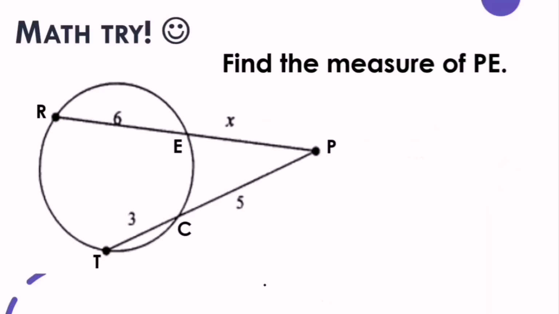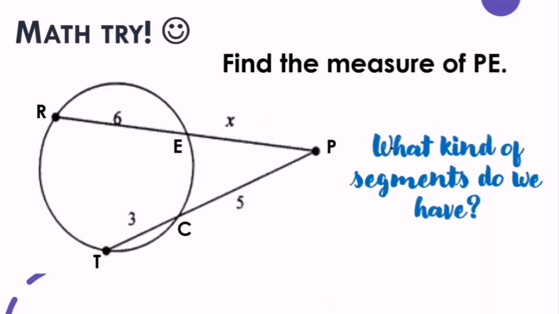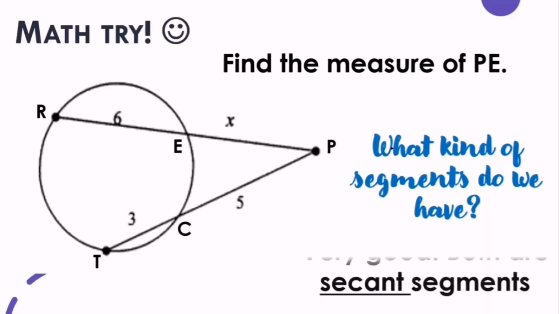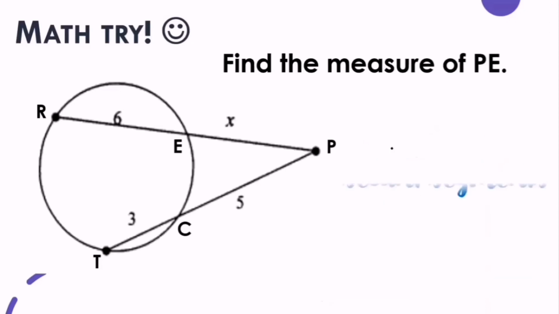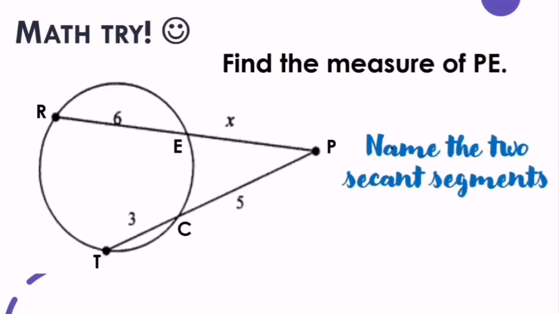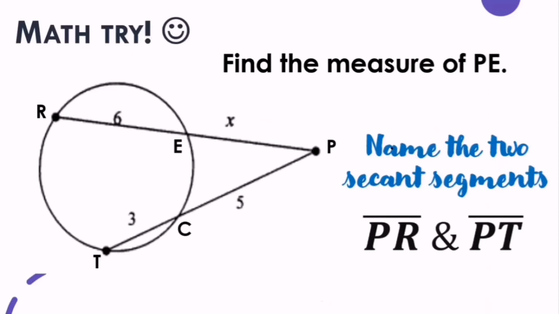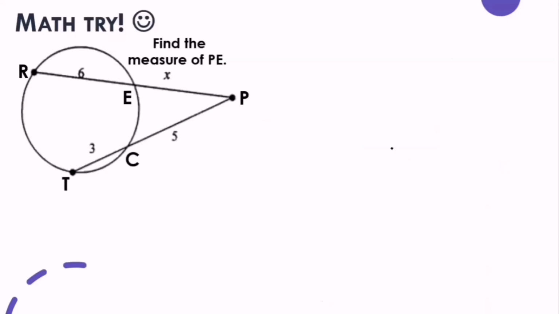So let's try an example. Find the measure of PE. So, what kind of segments do we have? Observe the figure. Very good. Both are secant segments. Now, name the two secant segments. What are those? Very good again. Those are segment PR and segment PT. Okay, now let us solve. Find the measure of PE.